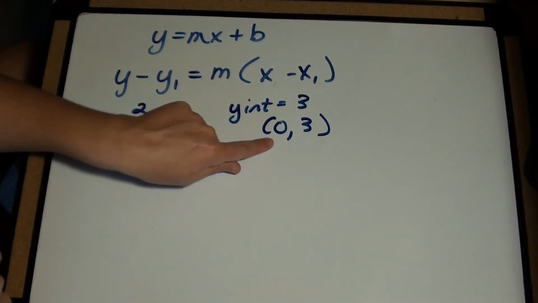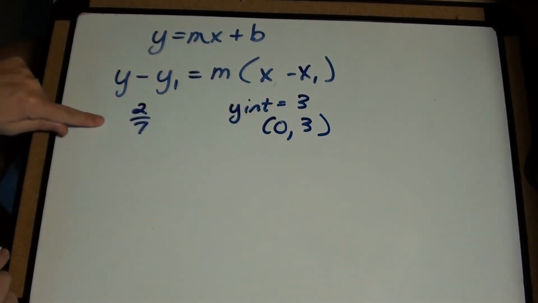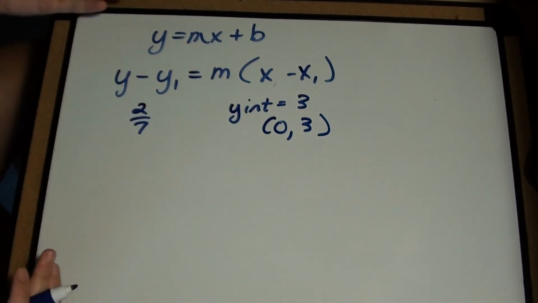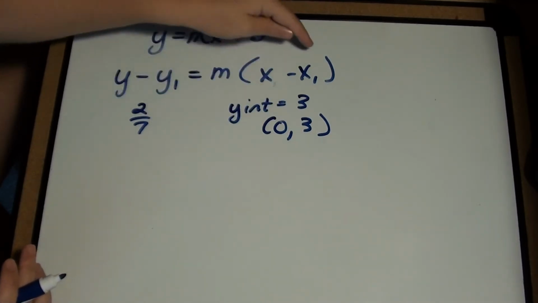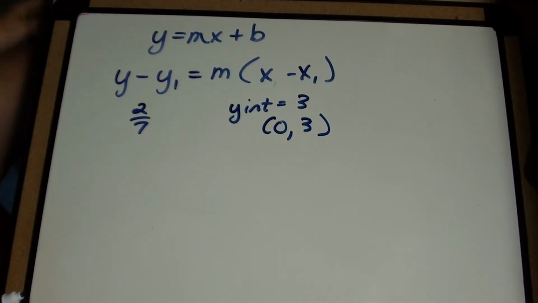So we know that this is our point now. This is our slope. This is point slope form. We just put all these things in. We put the 2/7 in for the m, the 3 in for the y, the 0 in for the x. Boom. Done. The next set of questions, they give you two points.